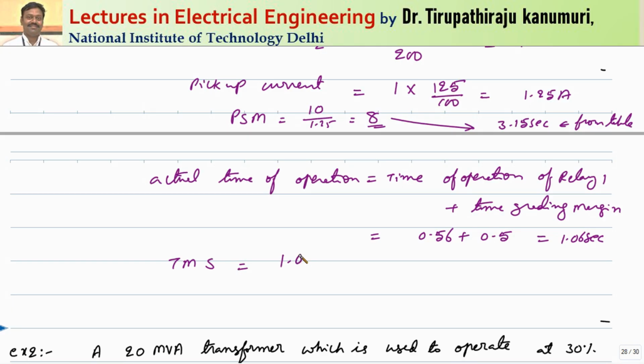Time multiplier setting: it should be 1.06 seconds, but the actual value that came from the table is 3.15. So divide by 3.15, and that gives your time multiplier setting of 0.3365. That means your time multiplier setting should be set at 0.3365 so that it will take only 1.06 seconds, not 3.15 seconds. That is the reason.